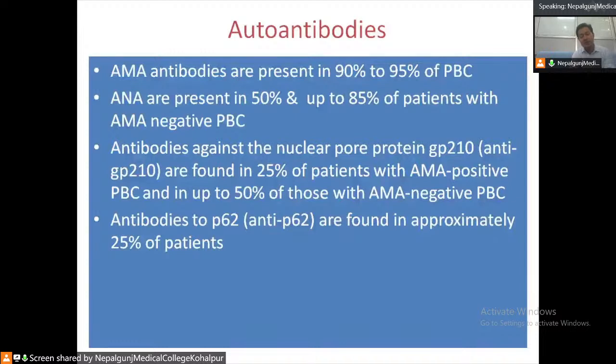Another antibody is anti-P62. It is present in about 25% of cases. Its sensitivity is low, but if present it is very specific for PBC. So these are the autoantibodies in PBC: AMA, ANA, anti-GP210, and anti-P62.